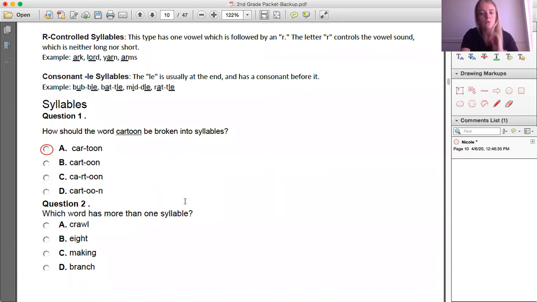Number 2, which word has more than 1 syllable? Crawl, ate, making, branch. You should have said making.